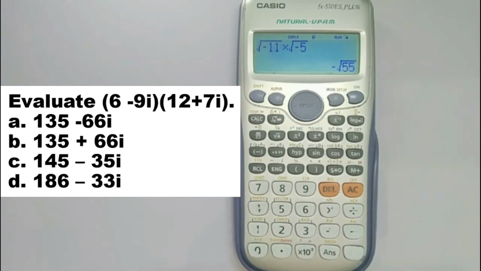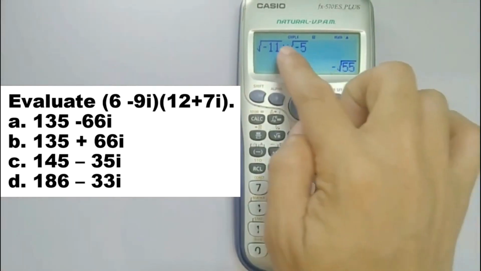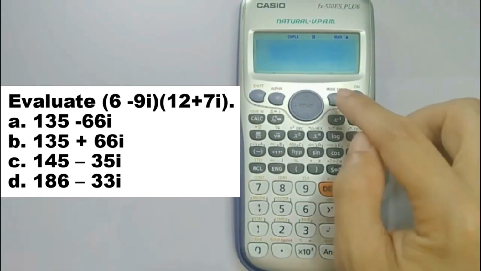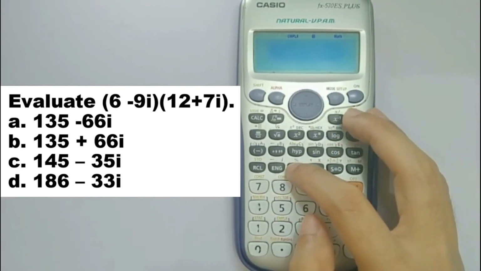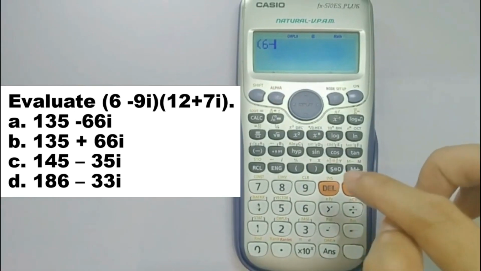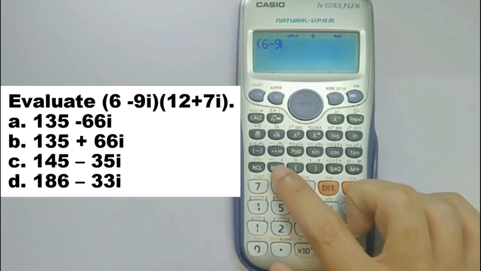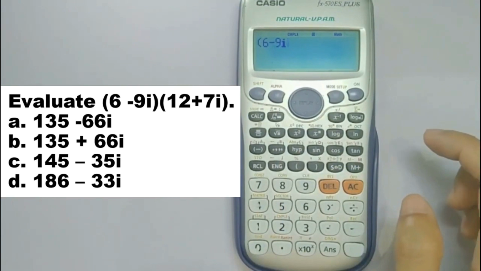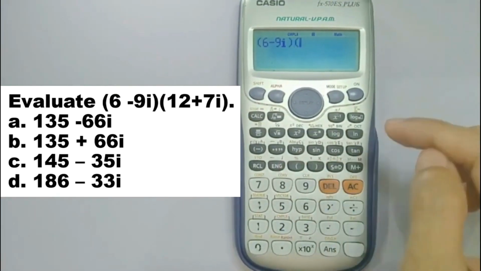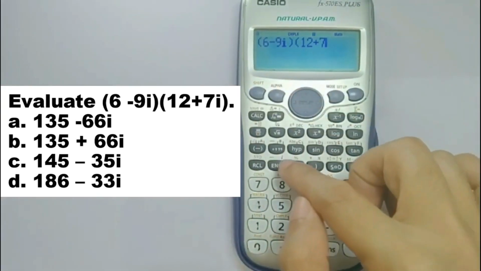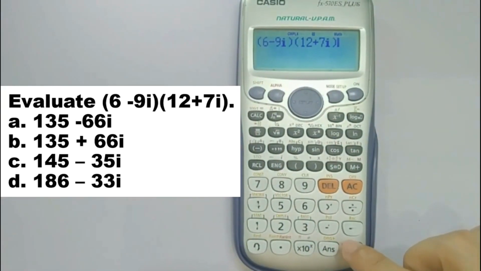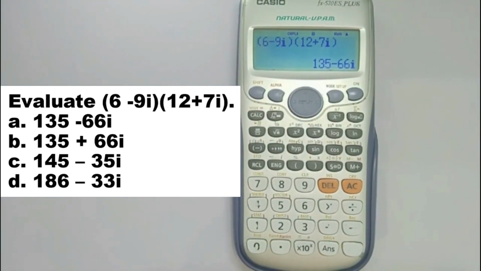Evaluate the product of 6 minus 9i and 12 plus 7i. So, here guys, naka-complex na. Okay na yun. Mode, of course, naka-complex. Then, input natin yung complex number. So, 6 minus 9. For I, use this: shift, ENG. Then, parenthesis. Of course, you have here 12 plus 7, we have here I. Then, equals natin. You have this. The product is 135 minus 66i.